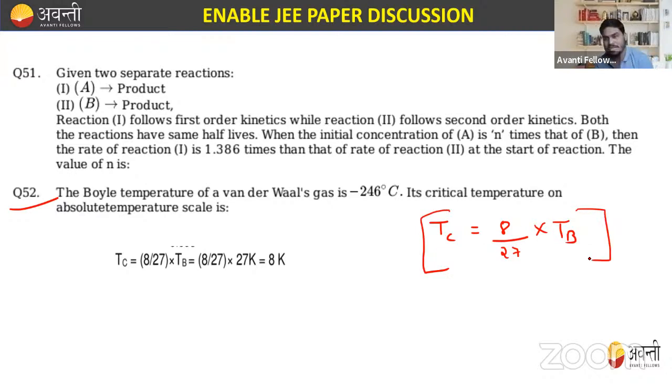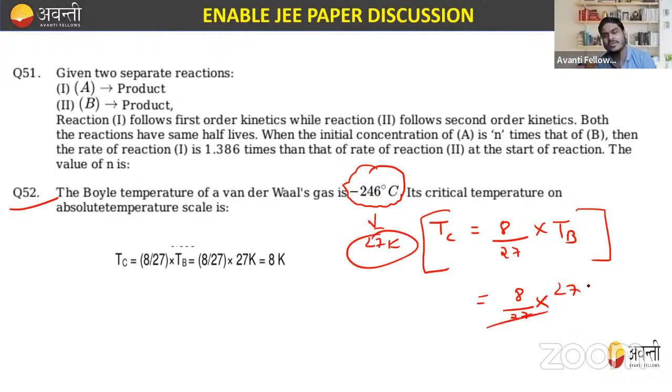That is, the critical temperature is 8 upon 27 times Boyle's temperature. Now, we know 8, we know 27, we know Boyle's temperature as well. What is the Boyle's temperature here, beta? This is minus 246. We convert this into Kelvin, we'll get 27 Kelvin. So just put it here, 27 and 27 cancel, just 8 left.